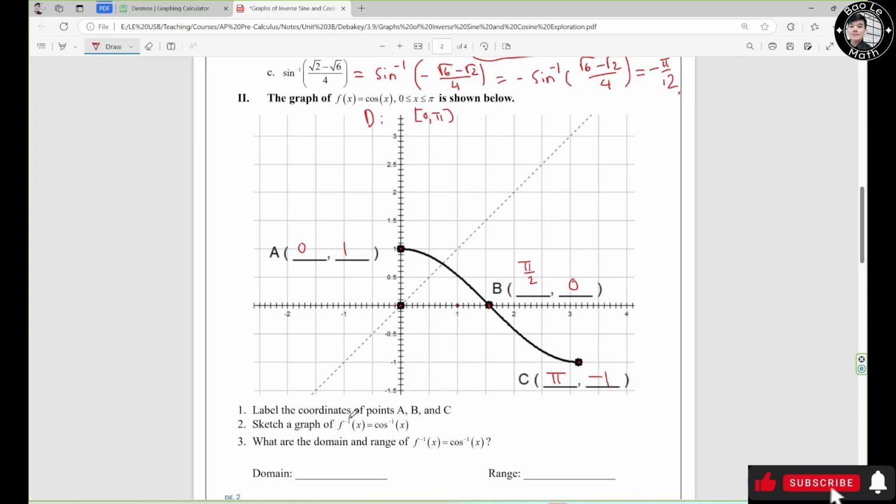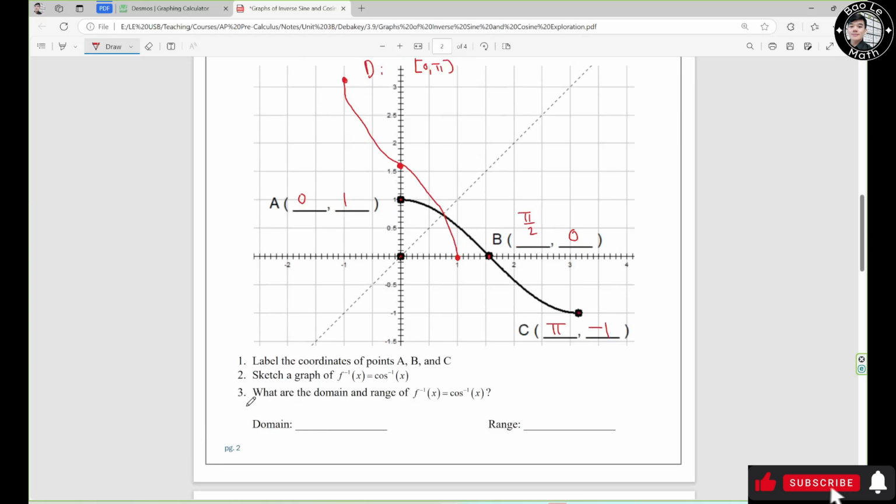Now, sketch the graph of f inverse cosine of s, right? So we just grab the coordinates of points A, B, and C. So 0, 1 becomes 1, 0, so it's going to be right here. Pi over 2, 0 becomes 0, pi over 2, so it's going to be right here. Pi, negative 1 becomes negative 1, pi, so it's going to be right here. Alright, now we just connect them and we get the graph.